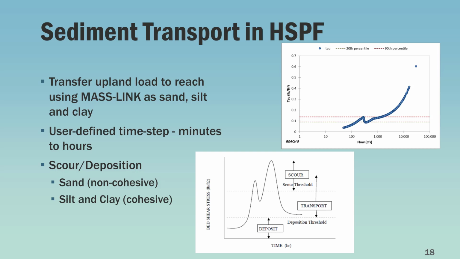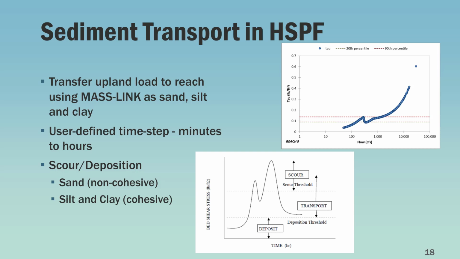The sediment transport processes simulated within the HSPF model are fairly robust. In HSPF, hill slope loads are transferred to the reach res using the mass-link block. HSPF implements a detailed in-stream sediment algorithm and has separate treatment for non-cohesive, which would be sand, and cohesive, or the silt and clay fractions. A power function is used for sand transport. Scour deposition of the cohesive fractions is informed by the distribution of shear forces versus stream flow.